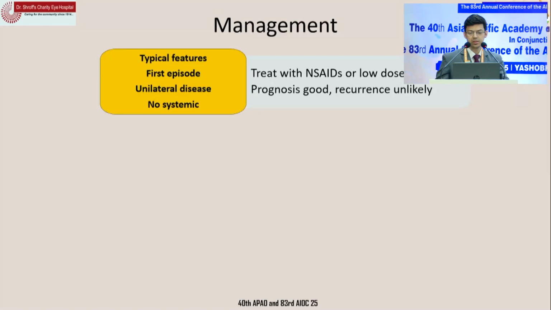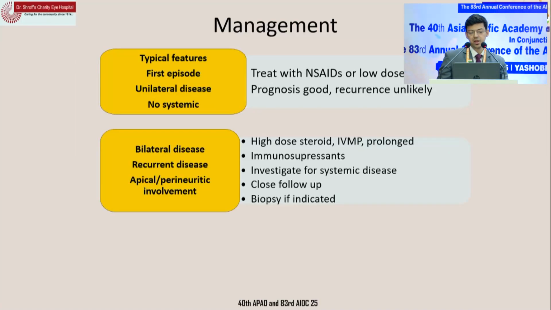So the management line: if you see typical features of IOID which have been discussed, if it's the first episode, unilateral disease without any systemic involvement, the patient can be given a trial of low-dose steroids. Usually the prognosis is good in such patients and recurrence remains unlikely. But if disease is bilateral or recurrent or there is apical involvement, the patient definitely needs a high dose of steroids, and may also need immunosuppressants. And such patients need to be investigated systemically because there are a lot of differential diagnoses for this condition, and a close follow-up should be maintained.